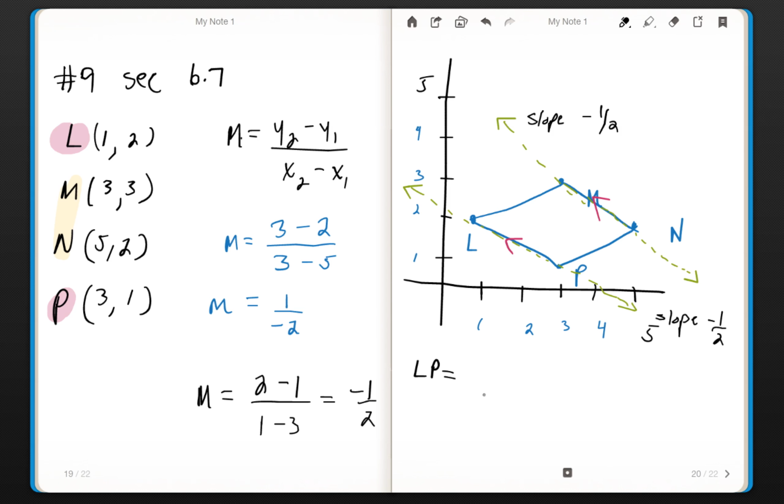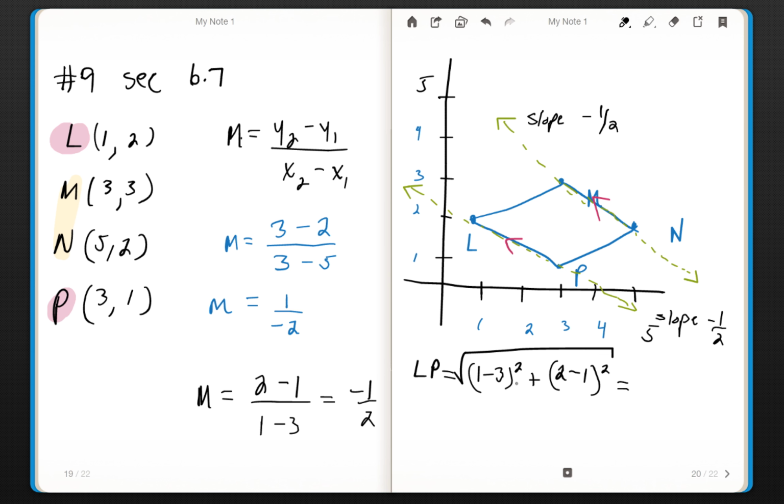For L and P, I'm going to take the difference of the x's. That's going to be 1 minus 3, quantity squared, plus the difference in the y's. I did 1 minus 3. Let's go 2 minus 1, quantity squared. And then we have to take the square root of that.